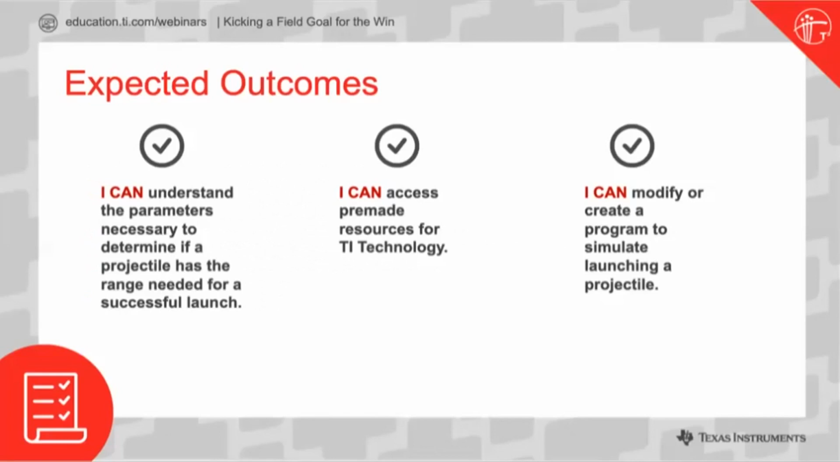And Brad is going to discuss our expected outcomes. Okay, so the expected outcomes for tonight: hopefully by the end of this webinar, you'll be able to understand some of the parameters that are needed to determine if a projectile has the range needed for a successful launch, and in our case, if the football crosses over the goalposts. And we'll hopefully show you how you can access some pre-made resources on the TI websites that you can use in your classroom tomorrow. Also, you can modify or create programs to simulate launching a projectile. That's one of our main goals tonight. So we've got a lot of different outcomes.